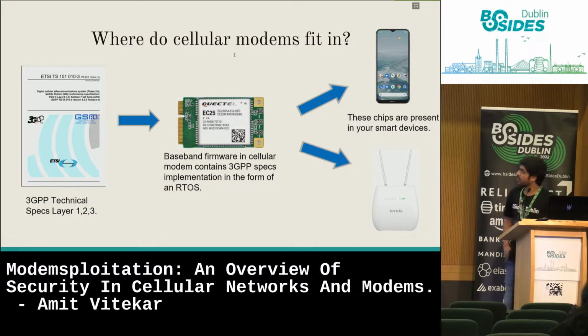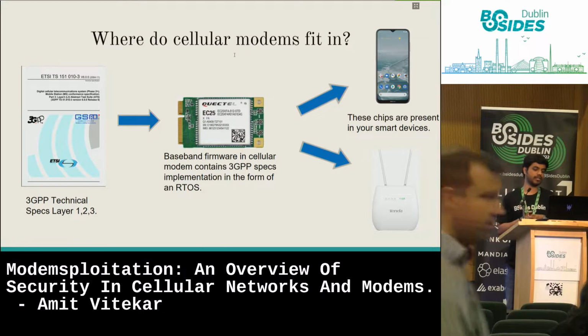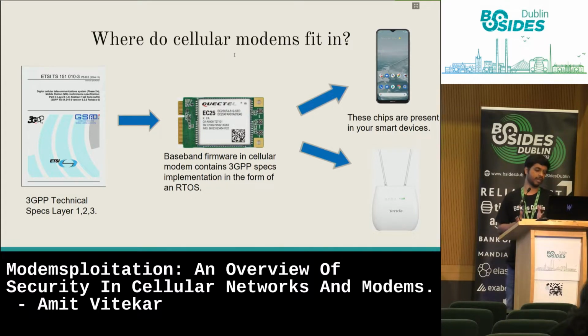So now the question arises, where do cellular modems fit in and why do we need them? Just like there are RFCs for various protocols, for web and TCP/IP and stuff, there's a consortium called ITU, International Telecommunication Union, and it has different sister groups, I would say. One of them is 3GPP. 3GPP is responsible for laying out technical specifications of how the network should be architected, how it should be deployed, and how it should work.